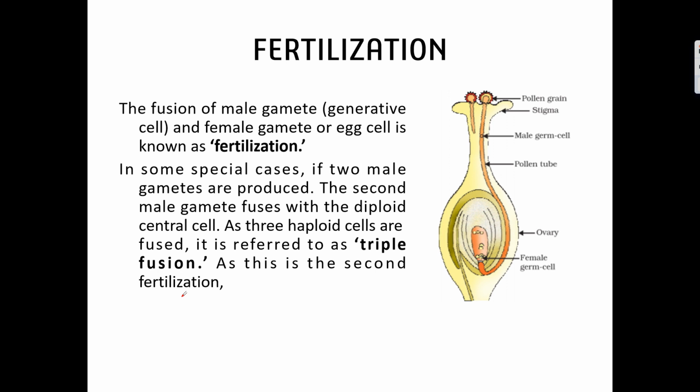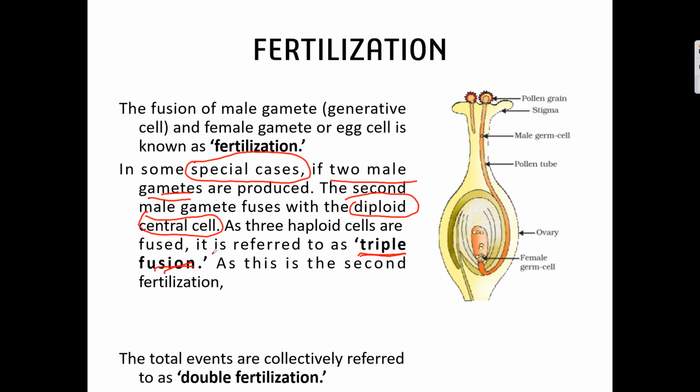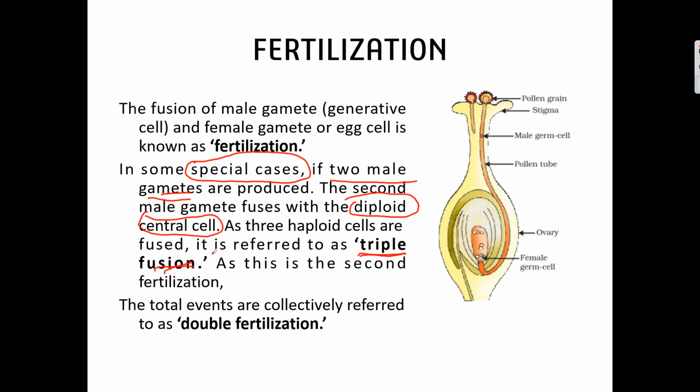But there is one special case over here that I have already explained. What is that? In some special cases, two male gametes are going to be produced. One is going to fuse with the egg cell and the second one is going to fuse with the diploid central cell, right? So this condition is called double fertilization, or as 3 nuclei are getting fused, this is also called triple fusion. Based on the question given, you need to write your answer. There are two events of fertilization, so this is called double fertilization.